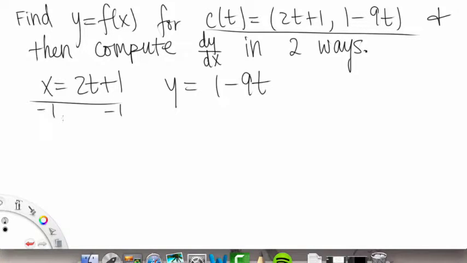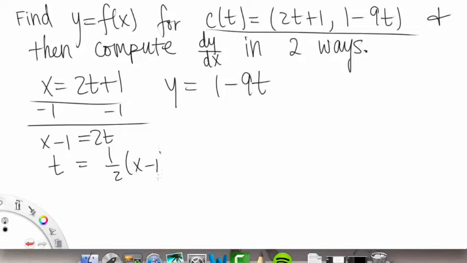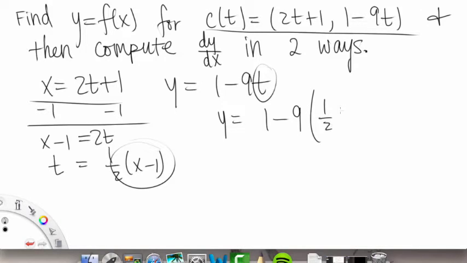So we're going to subtract 1, so we get 2t equals x minus 1. So then t just equals 1/2 times x minus 1. Okay, so we're going to take that t and plug in the right side for what we see here. So y equals 1 minus 9 times t, but in for t we're substituting 1/2 times x minus 1, and then we'll just simplify here, so we get y equals 1 minus 9 over 2 times x minus 1.